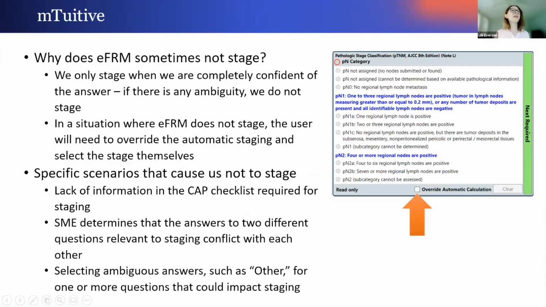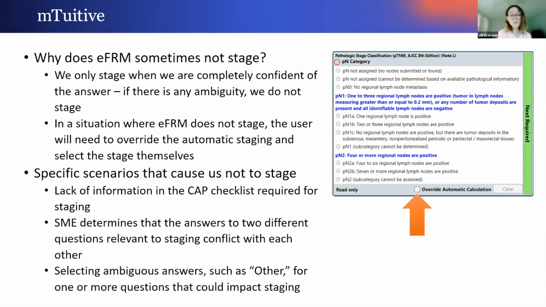So one question that we get a lot from our customers is why they entered in a certain combination of answers and eForm didn't give them a stage, maybe for PT or PN. Some people have asked, is this a bug? And actually, no, it is not a bug. It is by design. We only stage when we are completely confident of the answer. If there's any ambiguity, we do not stage. And that is really important to us.